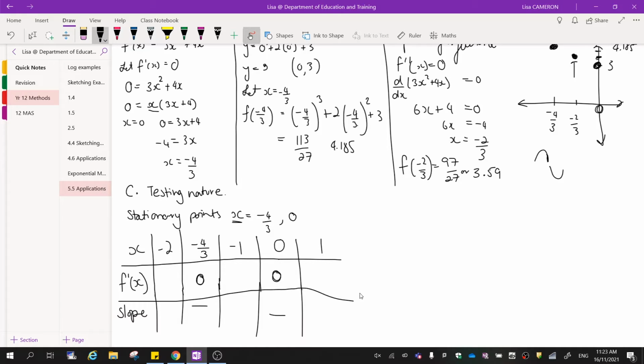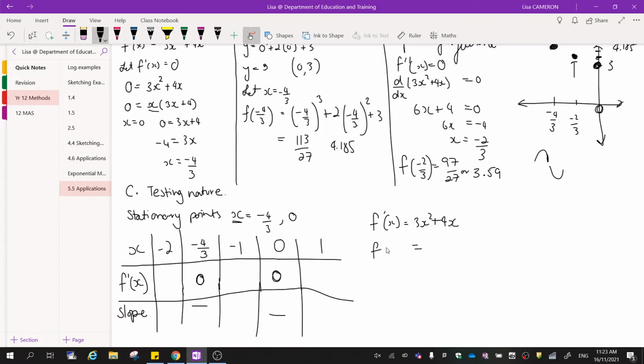Now the reason why I've chosen these values is because I'd prefer to work with whole numbers, but this is a number in between this number and this number. And this one is just larger than this one, and this one is just smaller than that one. So I'm picking one value either side. If I substitute into our first derivative, just to remind you what our first derivative was, it's 3x squared plus 4x.